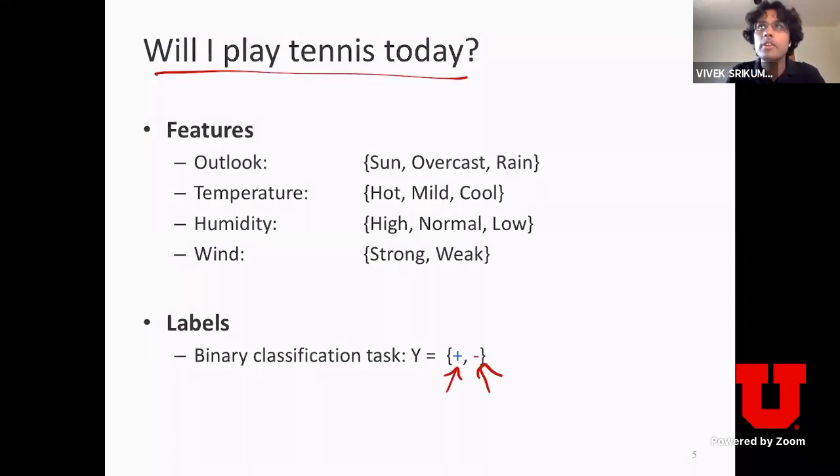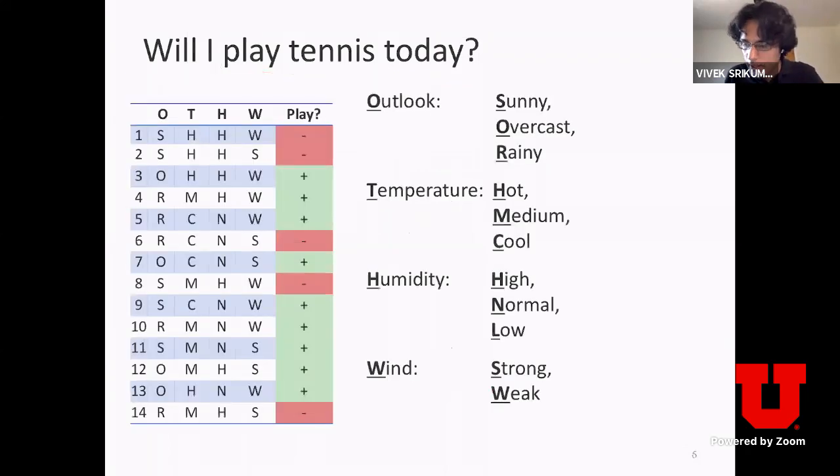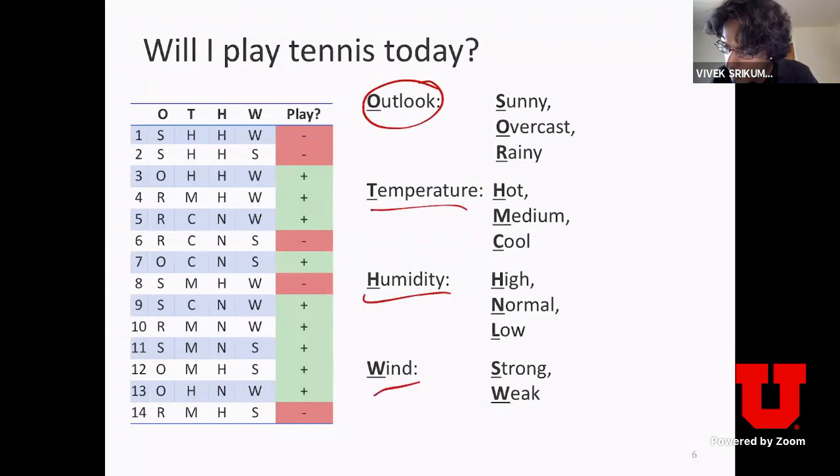So given these features, the first thing to do is, of course, to collect data. Let's say I observed my habits for 14 days and collected these 14 examples. We'll be looking at this table a lot, so let me talk about the notation here. I've abbreviated the 4 features in the columns here. The label is this column here, play or not. And for the feature values, I'm just using the first letter.